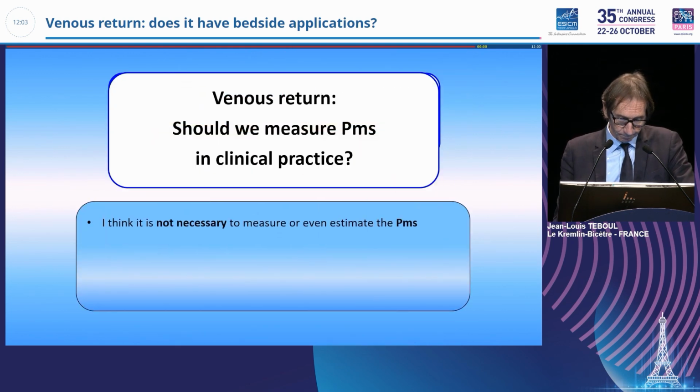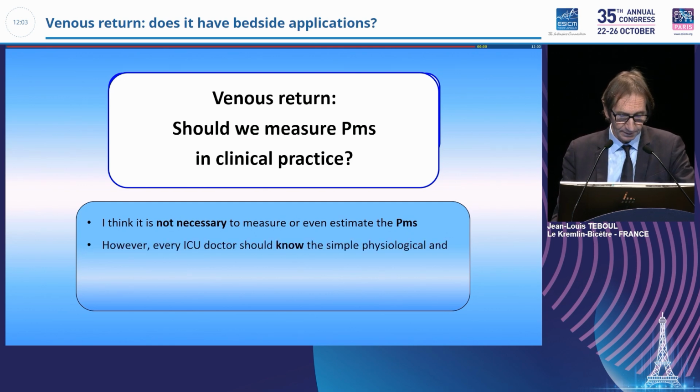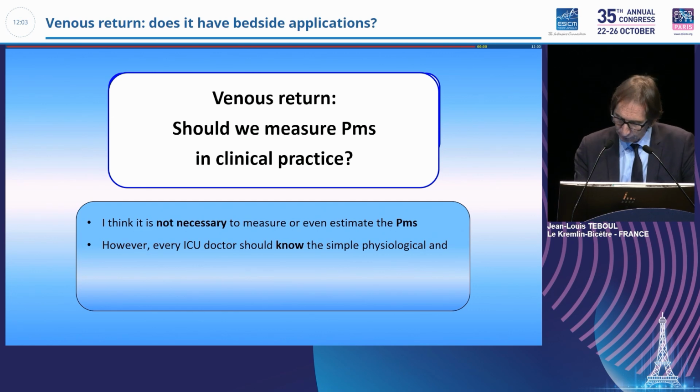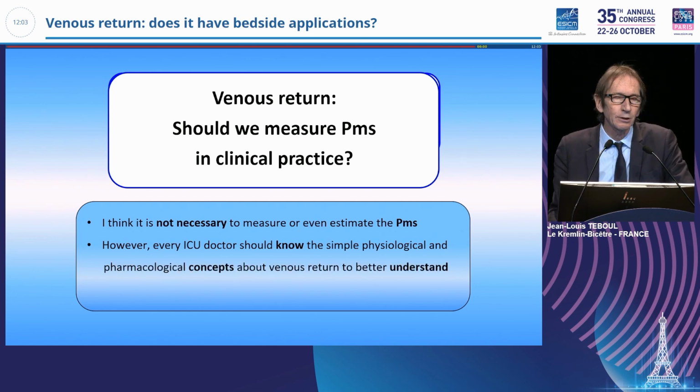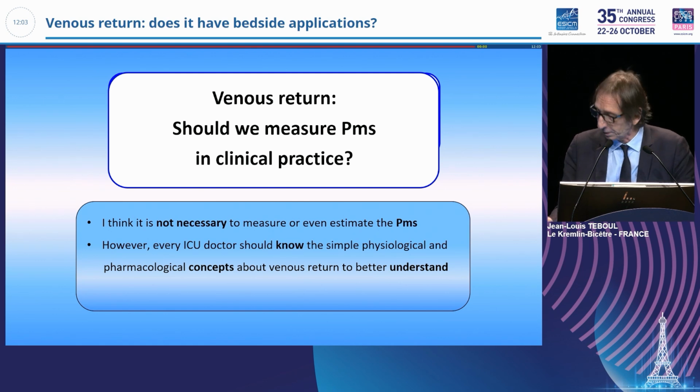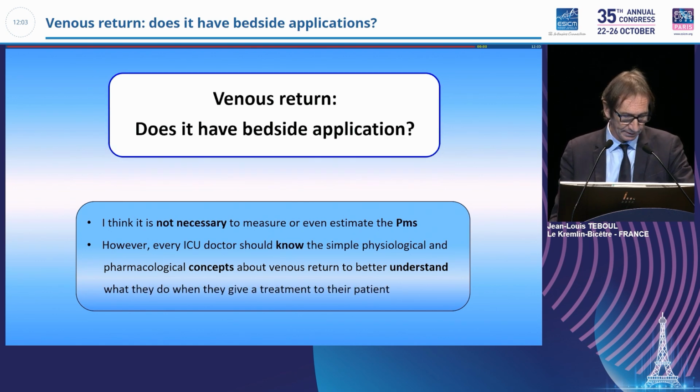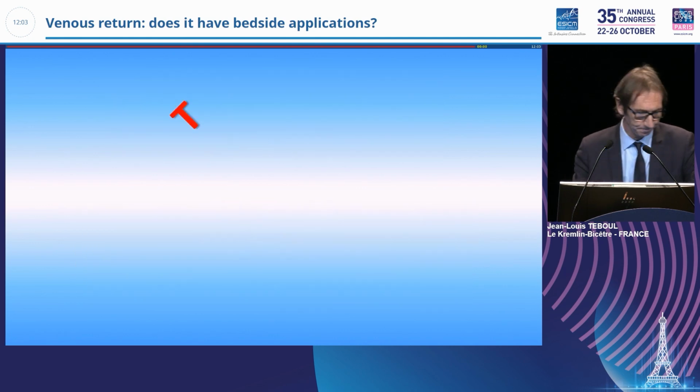So my conclusion is that I think it is not necessary to measure or even estimate the mean systemic pressure. What is important is that every ICU doctor should know the simple physiological and pharmacological concepts about venous return to better understand what they do when they give a treatment to their patient. Thank you very much for your attention.